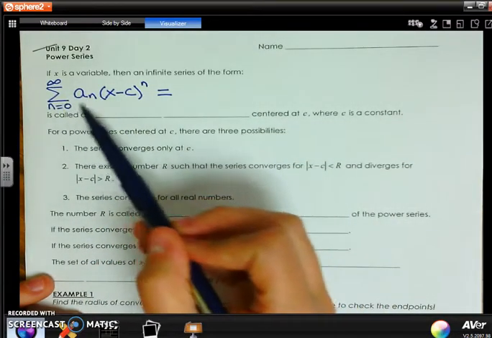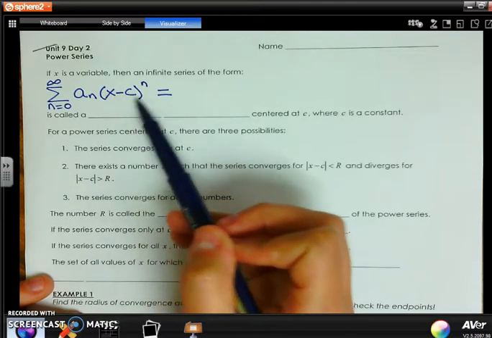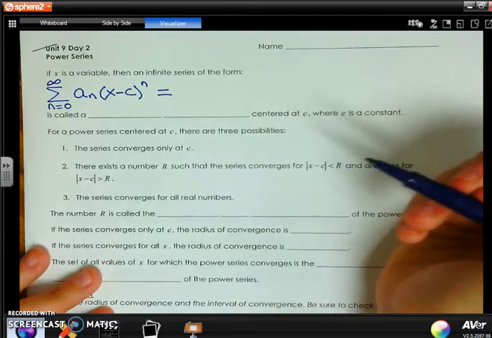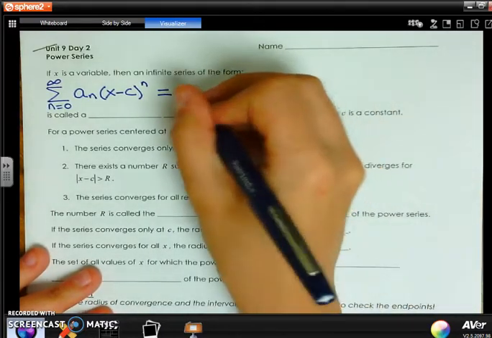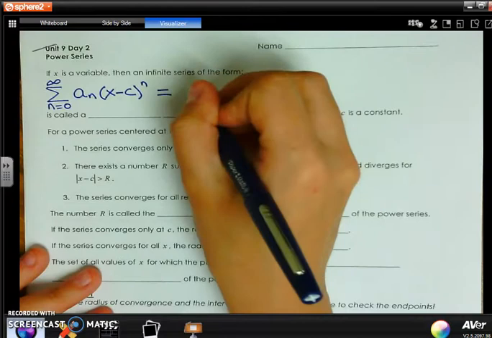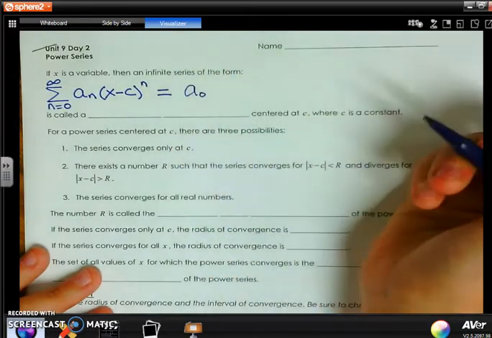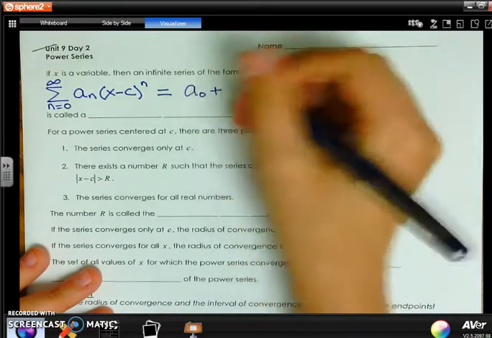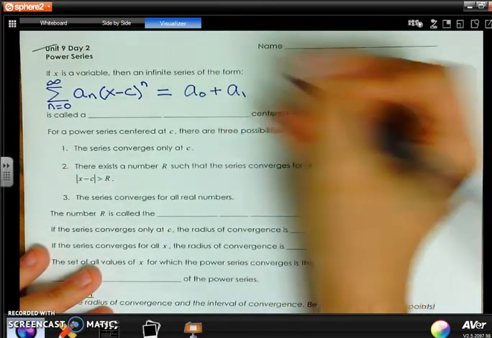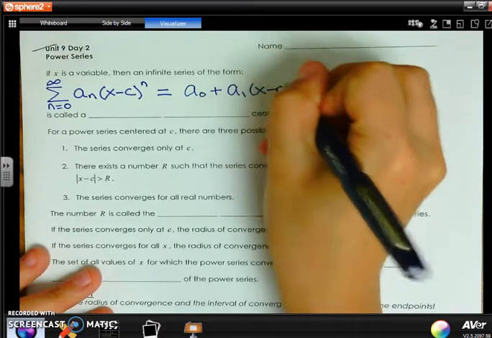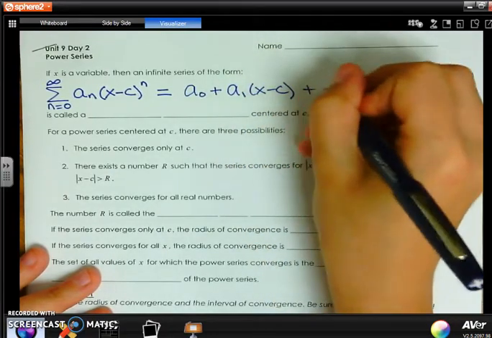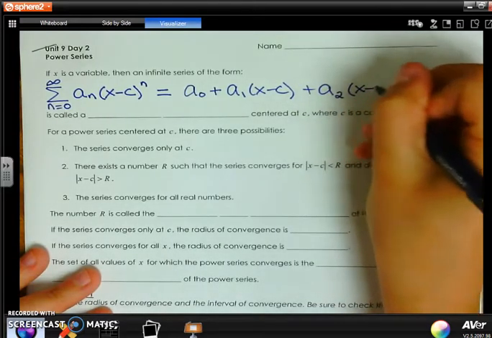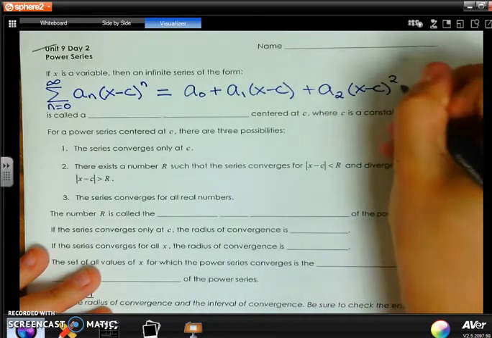And we have this a sub n, and then this is, again, that x minus c, where c is your center, and that's to the whatever degree it is. So that is going to generate a series of numbers. When you plug in 0, we'll call that first thing a sub 0, what you get when you plug in 0, plus what you get when you plug in the first term, multiplied by x minus the center, plus what you get when you plug in 2, the second thing, and that's going to be x minus the center squared, plus dot, dot, dot.